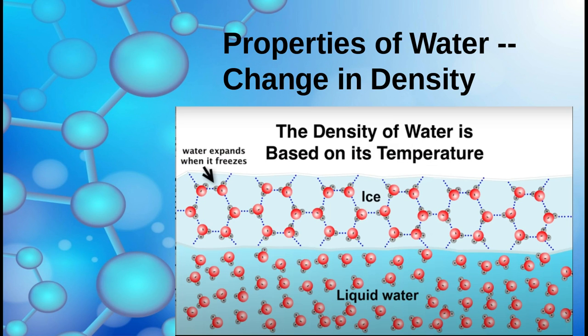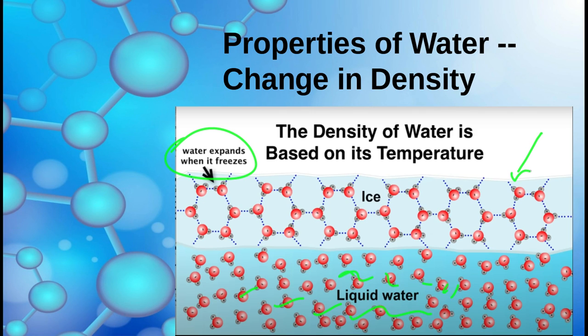Now, when we're talking about temperature, an interesting thing that happens with water is water expands when it freezes. Water expands when it freezes. And so it kind of spreads out from each other and forms this nice lattice crystalline structure that can trap air inside of it and keep it afloat. So liquid water is pretty tight. You can see how these molecules are kind of all jumbled up down here, but they're very spread out in the ice part up here.